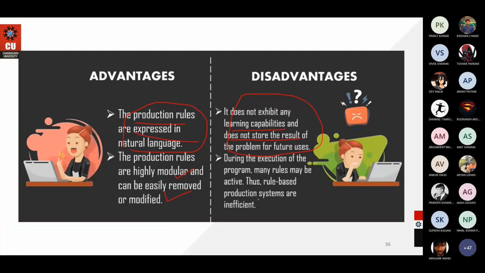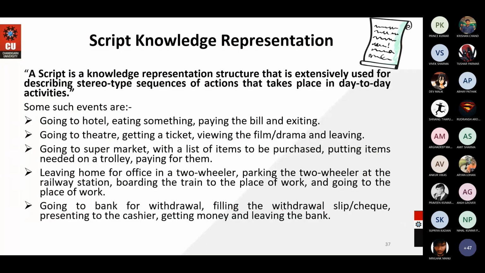modules. And during the execution of the program, many rules may be active, and the rule-based production systems are inefficient in this case. After the production rule-based learning, we have script knowledge representation. When we talk about script, what is script in general terms? You can write in the chat box.